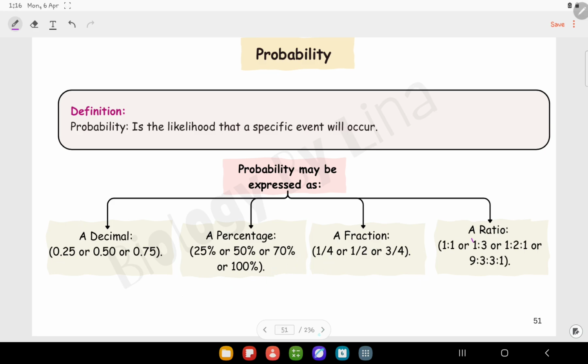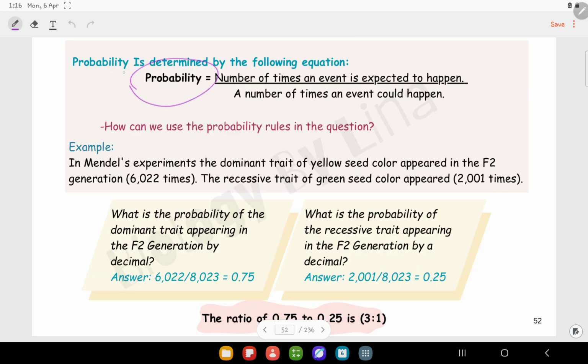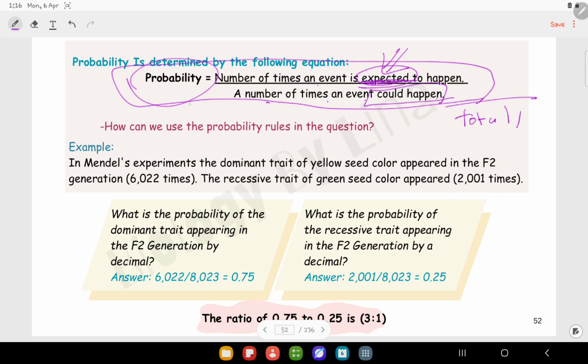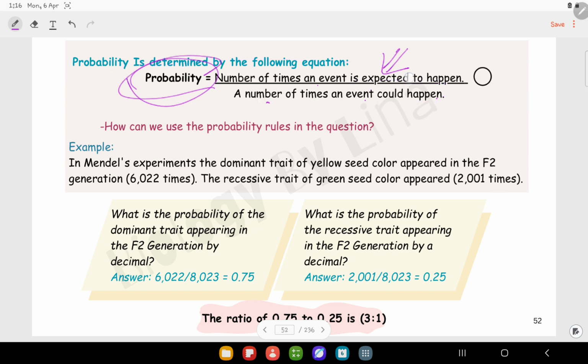Now, what is the rule or the equation for measuring the probability? We have this equation, and you should memorize it. The probability is the number of times an event is expected to happen, very important, okay, the one that you expect to happen, over the number of times an event could happen, which means the total number. So, for example, the question asks about the probability of the dominant. The dominant is unknown. You expect how much to happen? We don't know how the dominant will appear. And we divide it by the number of times the event could happen, which means the total number.